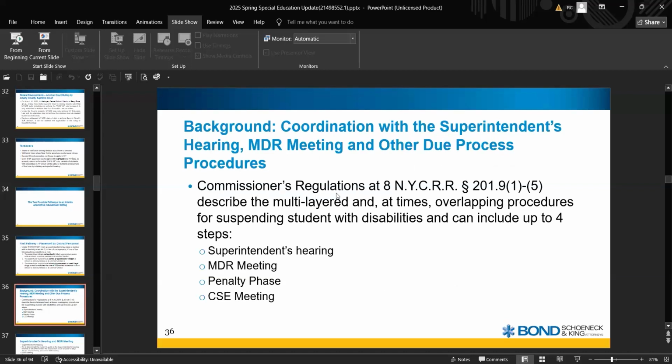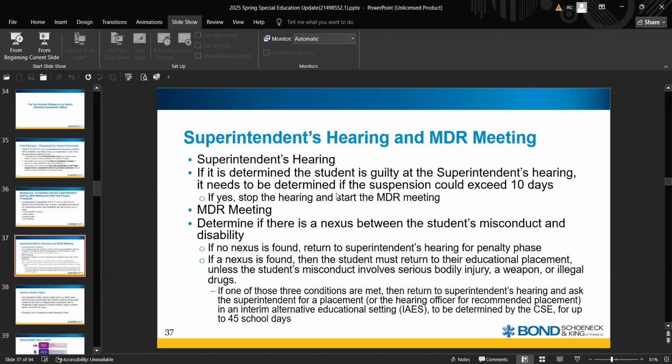This process is multi-layered, so we're connected to the 3214 world of student discipline. These are the overlapping procedures involved in disciplining a student with a disability. So we have the superintendent's hearing, the MDR meeting, the penalty phase, and the CSE meeting to determine what that IAES would look like, if that's what's ultimately recommended. Just to put a little bit more meat on the bone.